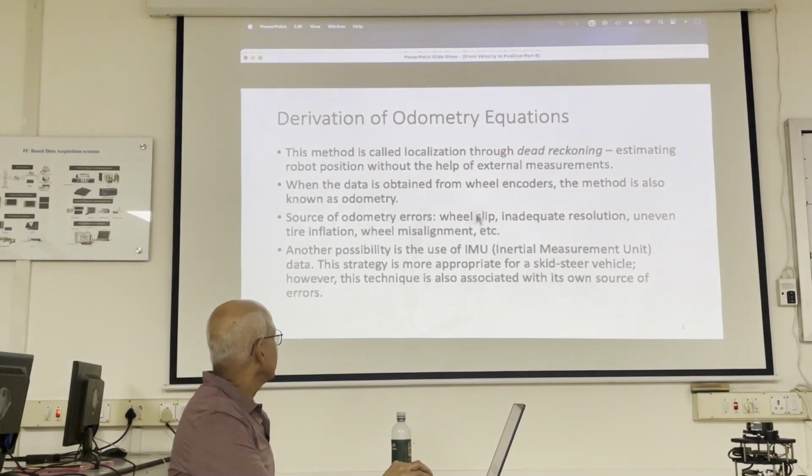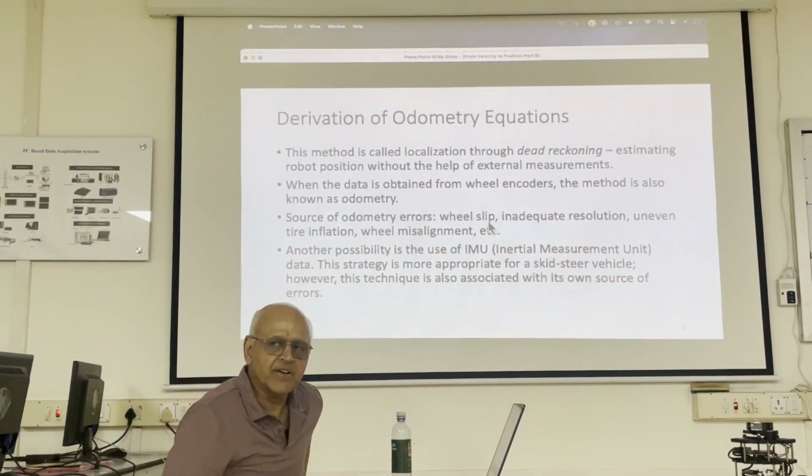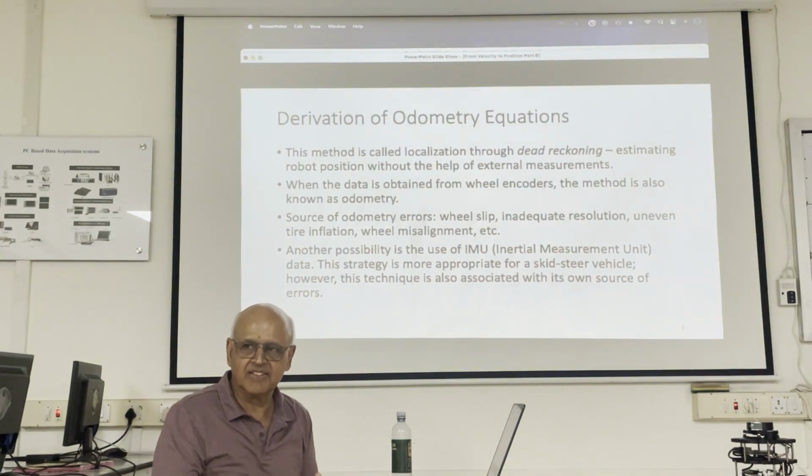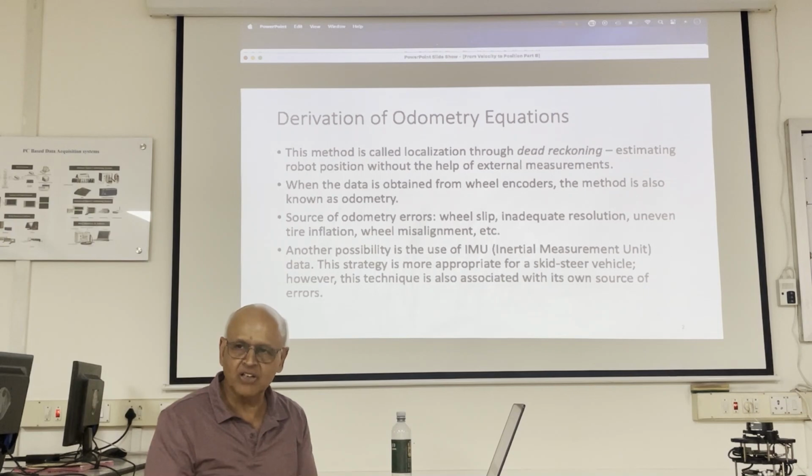Okay. Now, why is it not perfect? It's because of all these factors, and you may think of something that I've not listed here. Wheel slip. It's very common. So if you have ice, of course, the slip can happen. But slipping is happening all the time.